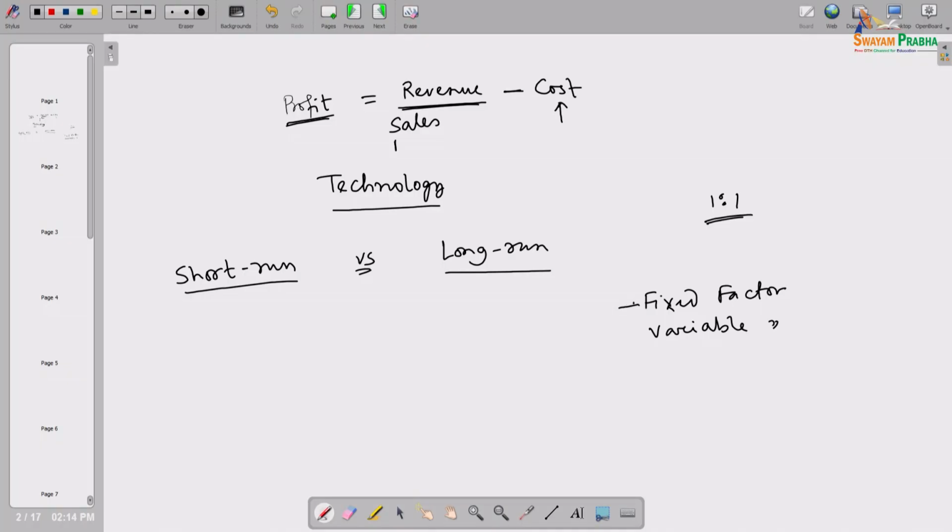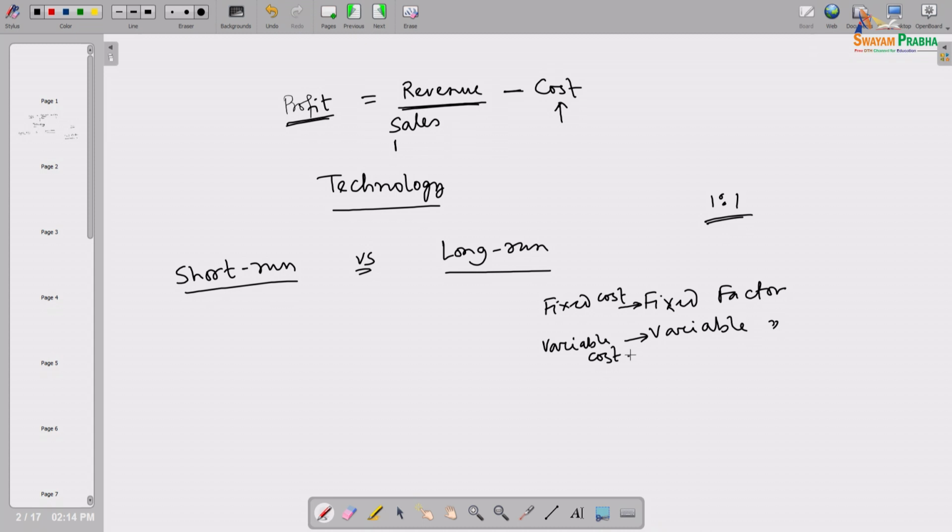So, what is the span of time which will be termed as long run vis-a-vis short run, that depends on what kind of production activity we are engaged with, right. So, that is the thing. Some fixed factor, some variable factor, and whatever cost we have to incur hiring the fixed factor, that is called fixed cost, and whatever cost we incur hiring variable factors, that is called variable cost.